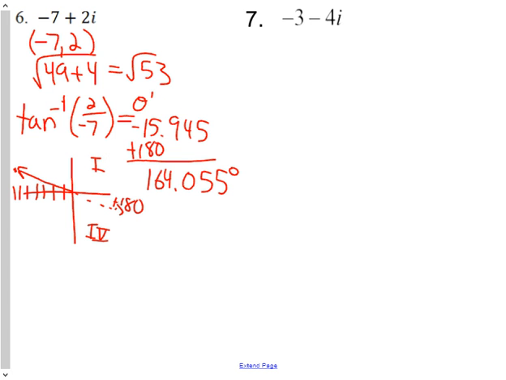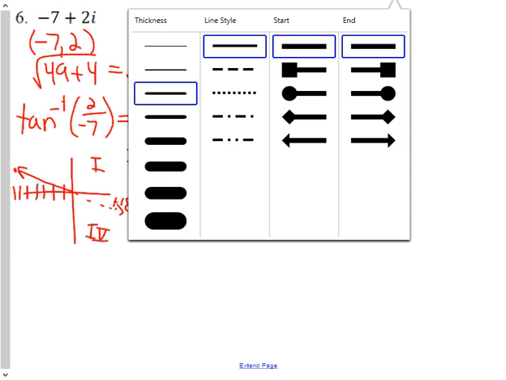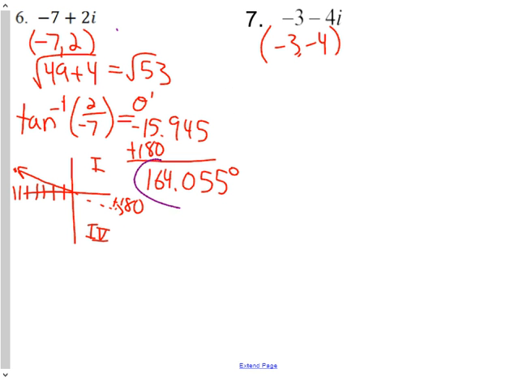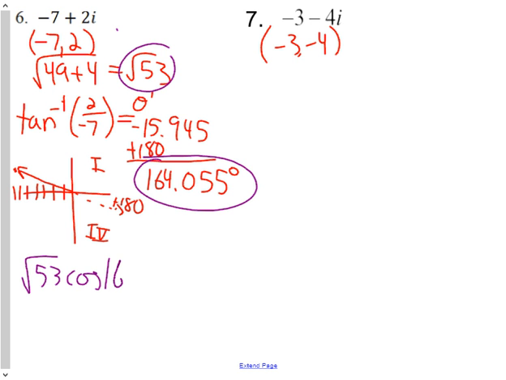Next one, and now we've got negative 3, negative 4. Sorry, we didn't finish. Ready for the next one. We've got our angle. Took us a little long to get our angle and our r, so we're going to rewrite: square root of 53 cosine of that angle, 0.55, plus i square root of 53 sine of that angle.